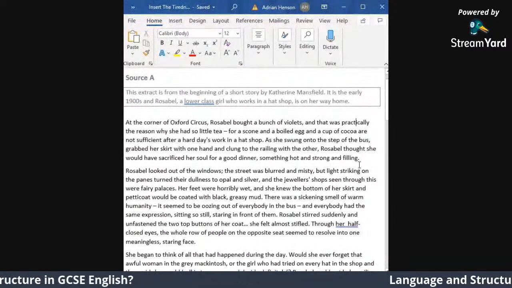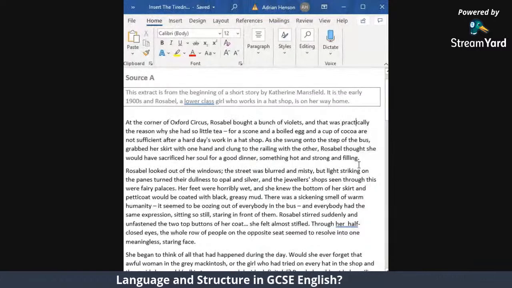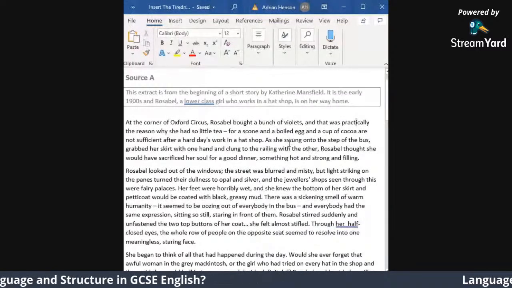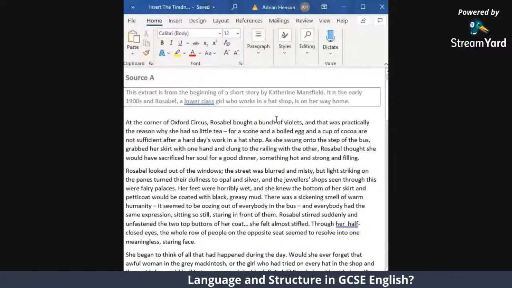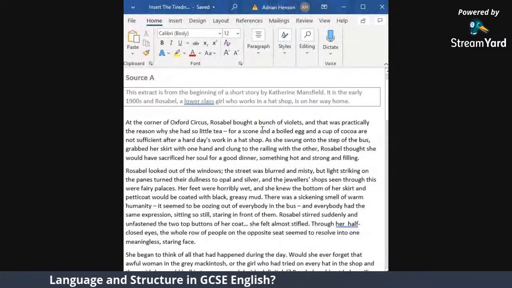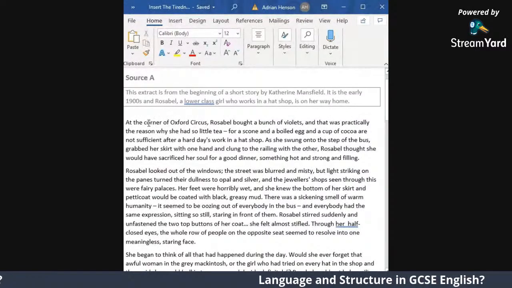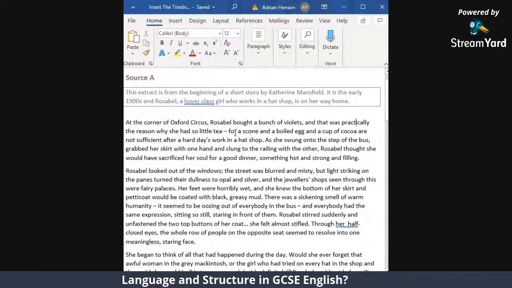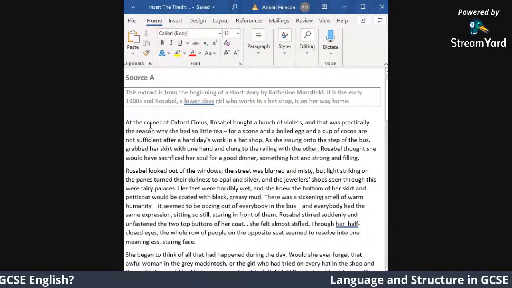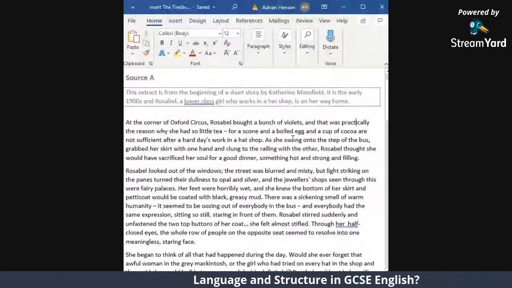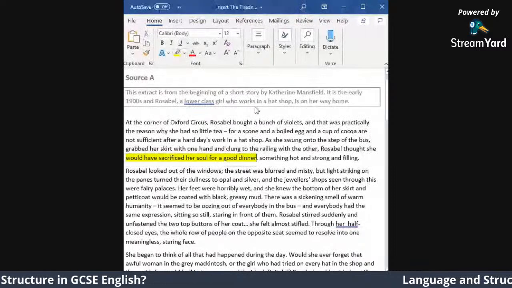So when we look at elements of this story, this is the beginning. So this is a structural start. So we're looking at the beginning and the setting of the scene. And we know that this is at the end of her working day. So perhaps that foreshadows the fact that we might get to know what happened during that day. And we get some elements in this first paragraph of her having a hard day and being very hungry. It says she would have sacrificed her soul for a good dinner, something hot and strong and filling.